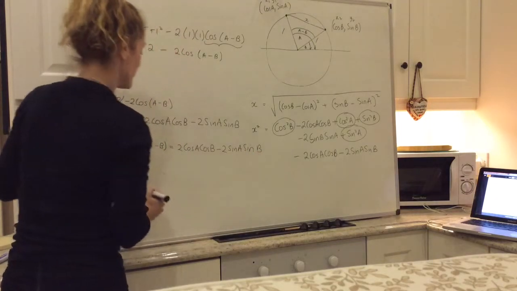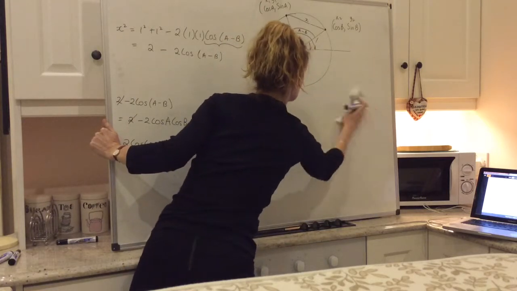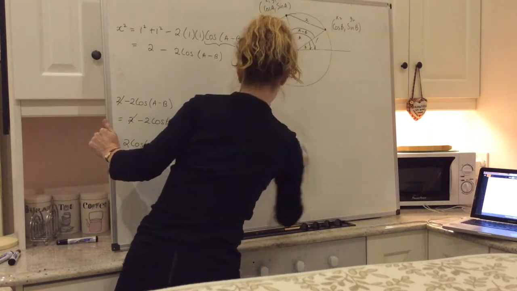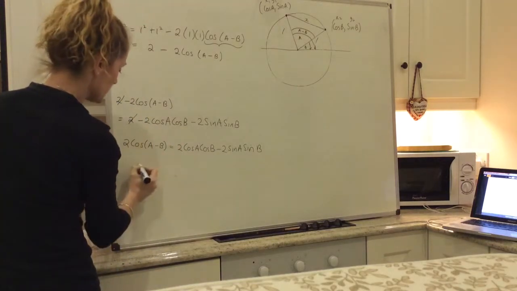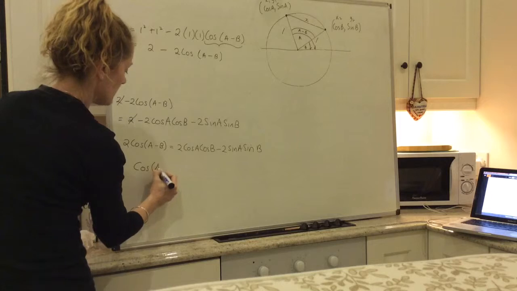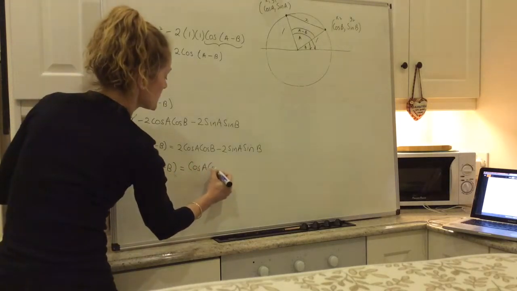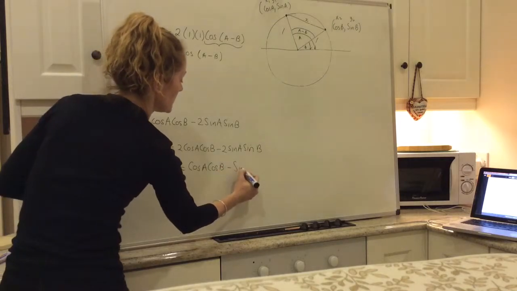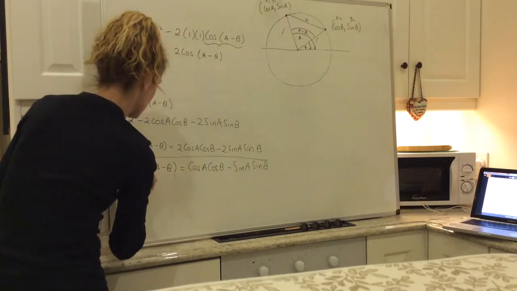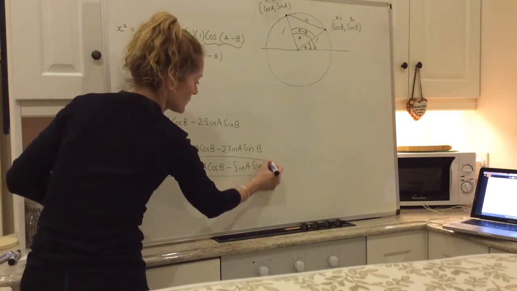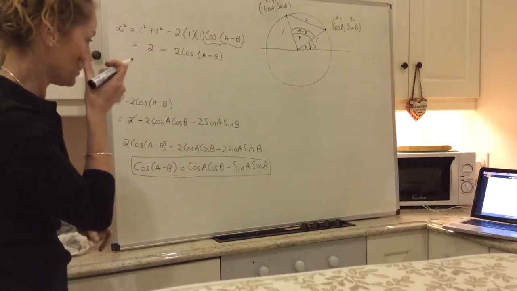Okay, I think we can rub this bit out now. Divide everything by 2, both sides. Cosine A minus B is equal to cosine A cosine B plus sine A sine B. And that is in your log tables. And you definitely have to be able to prove that, and you can be asked to prove it. So that's a very important one.